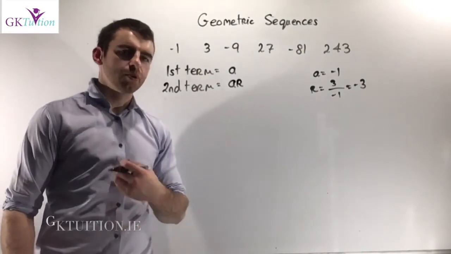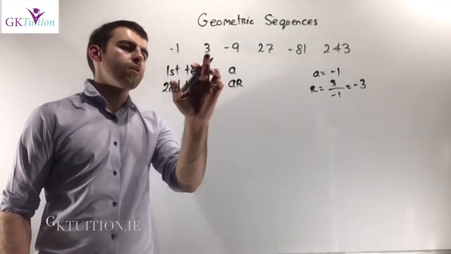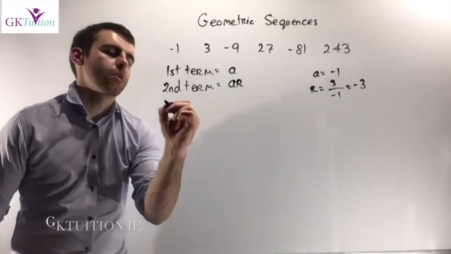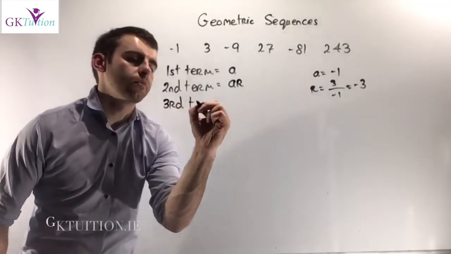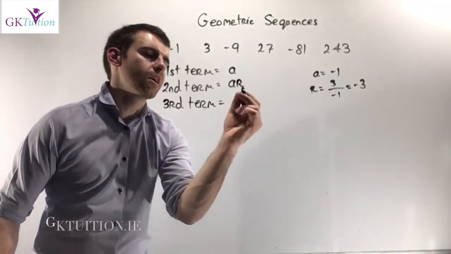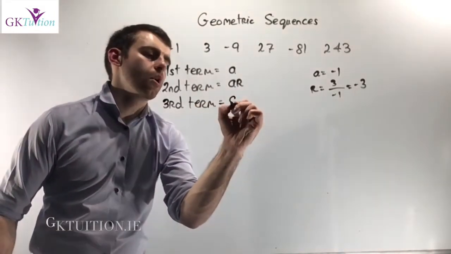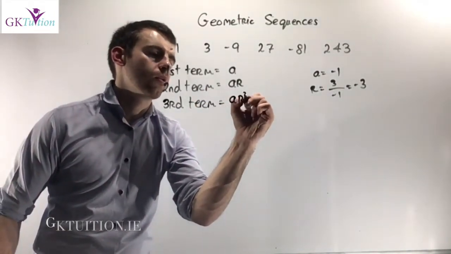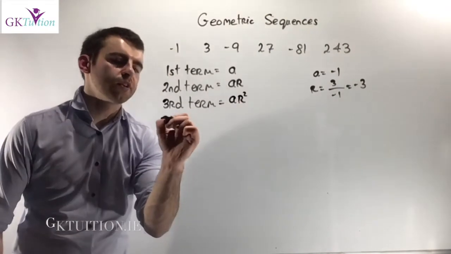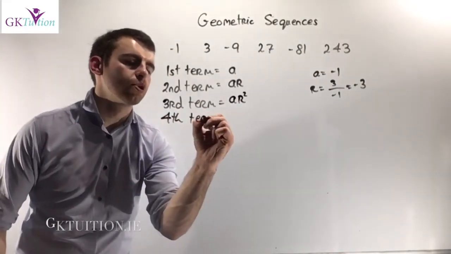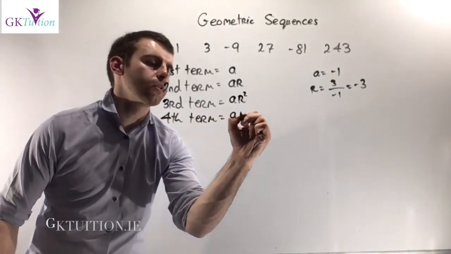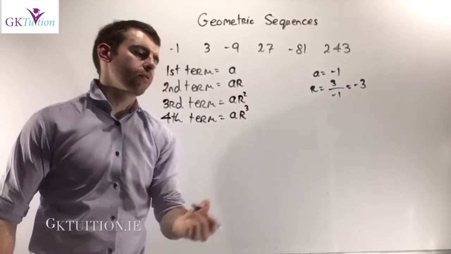What do I do to get from 3 to -9? Clearly what I've done is I've multiplied by the common ratio again. 3 by -3 gives me -9. So I can say that the third term in any geometric sequence is a r multiplied by r, or in other words, a r to the power of 2. The fourth term, if I continue on, I just multiply by r again. So the fourth term would be a r to the power of 3.